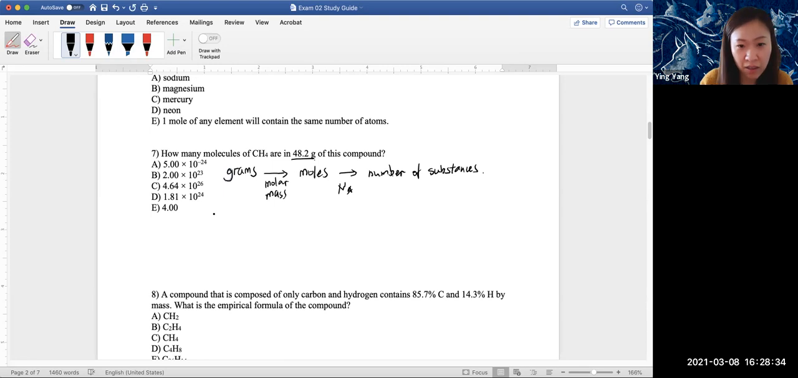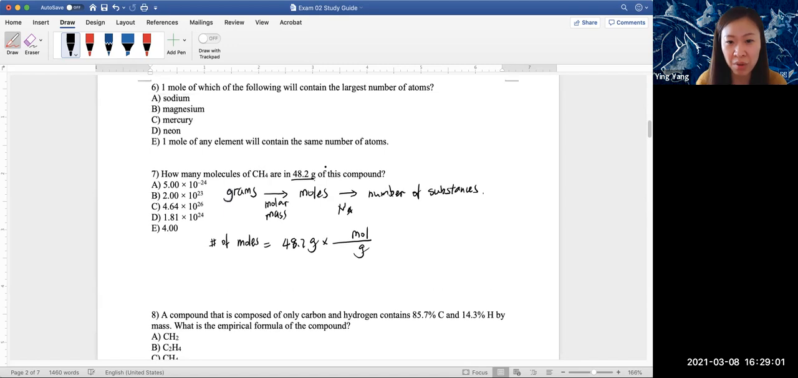Okay, so knowing the grams, the number of moles equals 48.2 grams, and using the conversion factor, which is grams per mole, right? So the grams will cancel out and you will get the number of moles. Now we need to calculate the molar mass for methane.